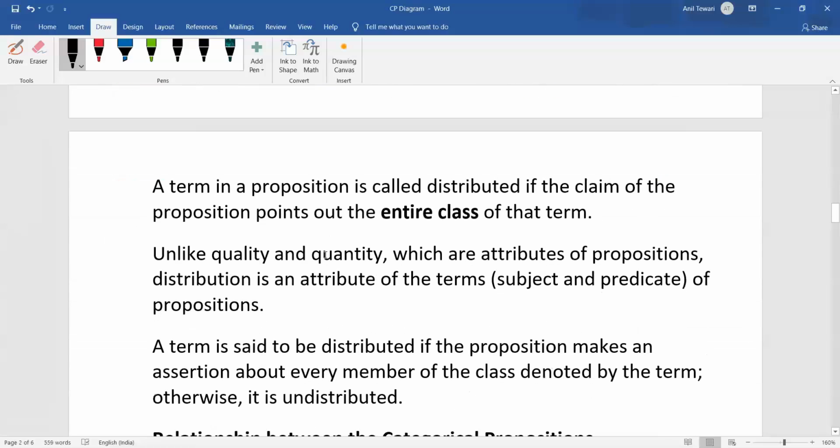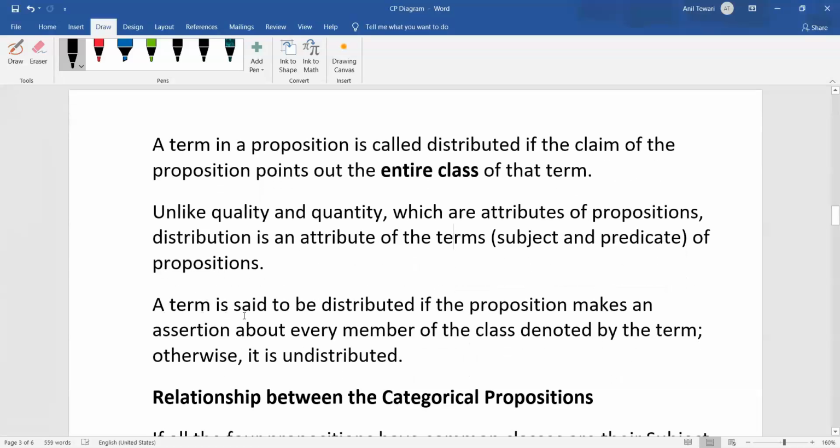And we have understood the meaning of distribution in this way: a term in a proposition is called distributed if the claim of the proposition points out the entire class of that term. Distribution is not the property of the proposition. Quality and quantity are the attributes or properties of propositions, but distribution is the property of the term, subject term or predicate term. So distribution is an attribute of the terms, whether the term is distributed or not.